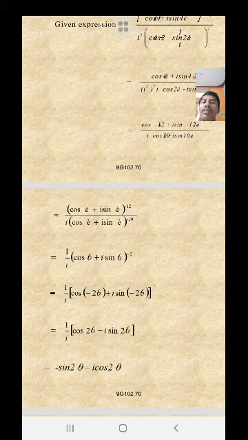So 1/i is common, and (cos θ + i sin θ) whole power −12 + 10, which becomes −2. So (1/i) into cos of −2θ + i sin of −2θ. Again here we applied De Moivre's. Next, (1/i) into (cos 2θ − i sin 2θ), since sin of −2θ means −sin 2θ, so the minus is kept before i. Then 1/i means −i.